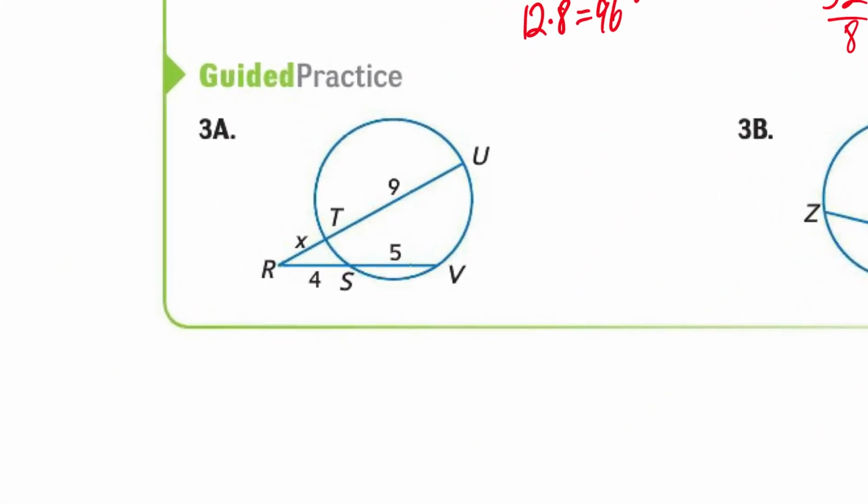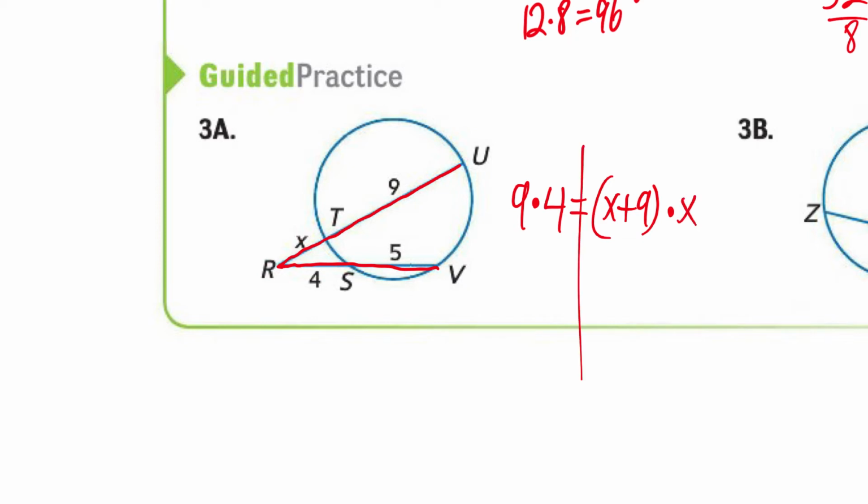All right, on this one, how long is this whole thing right here? 9. 9 times the outside piece? 4. 4 equals how long is this whole thing? x plus 9. x plus 9 times how long is the outside piece? x. Okay, so we get 36 equals x squared plus 9x.